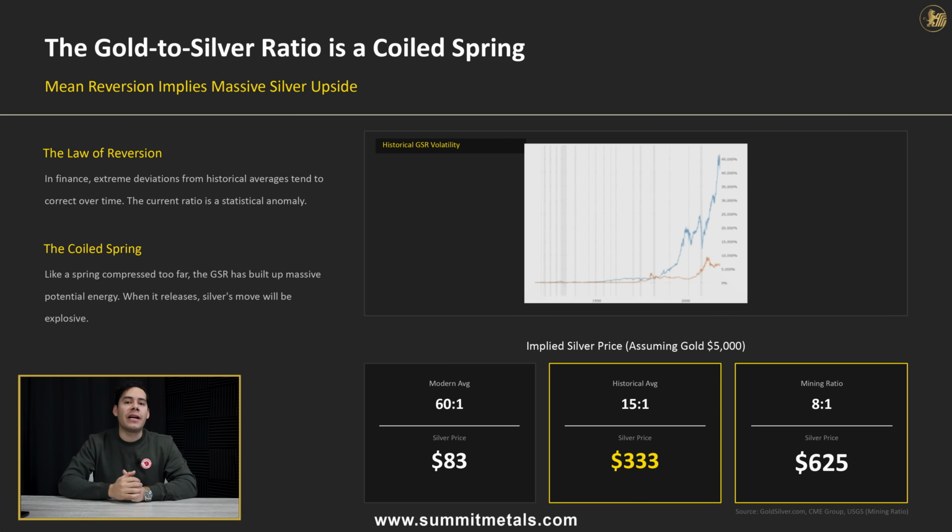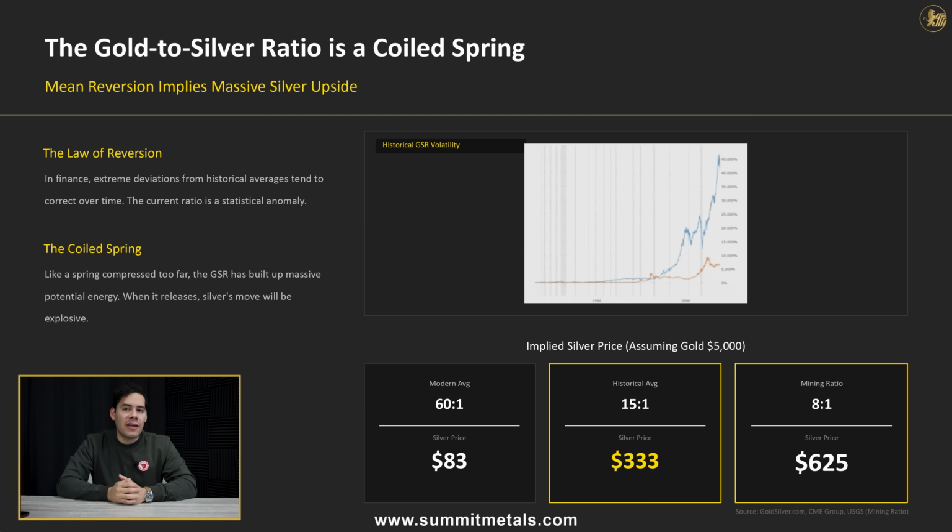The gold and silver ratio is not just a historical curiosity, it's a coiled spring. In finance, we rely on the principle of mean reversion. Extreme deviations from historical averages tend to correct over time. The current ratio, sitting around 50 to 1, is a massive deviation from the 5,000-year historical average of 15 to 1. Think of it as a spring that has been compressed too far. It has built up tremendous potential energy, and when that spring releases, the move in silver will be explosive.